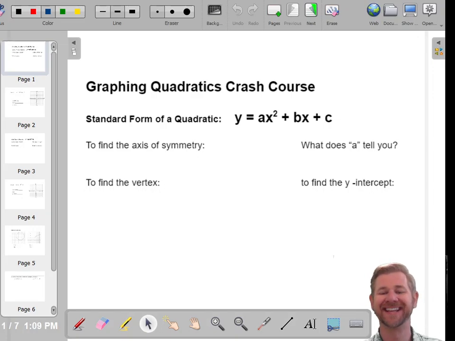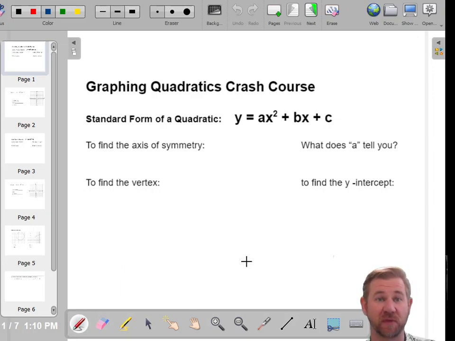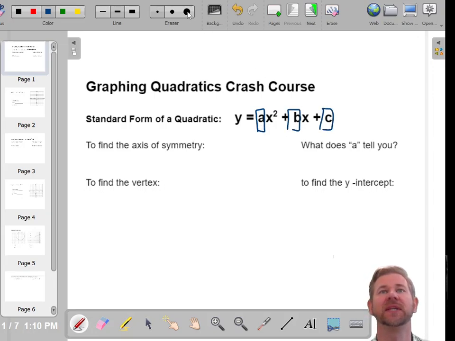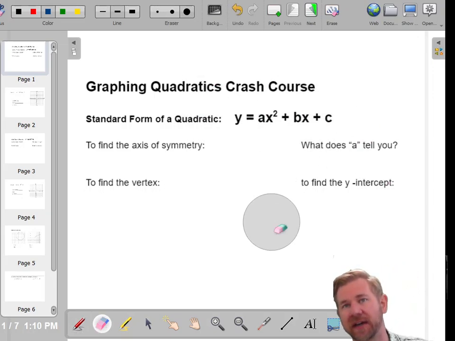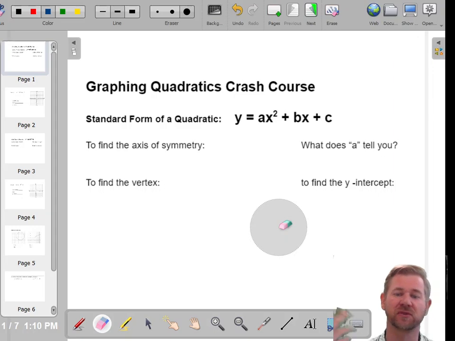Hello everyone, let's see if we can get all this graphing stuff into one little crash course here. I'm going to go through all the things that you are responsible for. So first, standard form of a quadratic is the one where you have ax squared, bx, and c. We did the quadratic formula, we factored, we solved some of these with square roots.